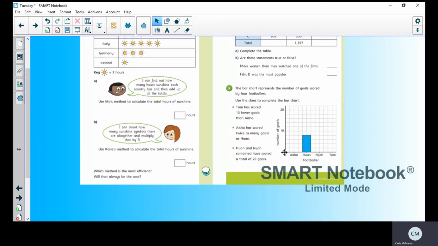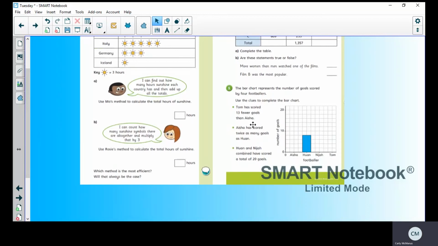Now, if you have a look, it goes from 0 to 10. So let's see if it goes up in ones. 1, 2, 3, 4, 5. It's not going up in ones, so let's try twos. 2, 4, 6, 8, 10. It's going up in twos. So if you look here, it'd be 2, 4, 6, 8. So he scored 8. So if Aisha scored twice as many as that, what would she have scored?